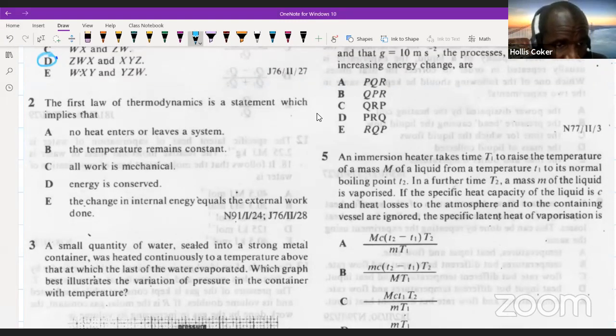Number two, the first law of thermodynamics is a statement of what? Conservation of energy, right? So that one is self-explanatory, conservation of energy.